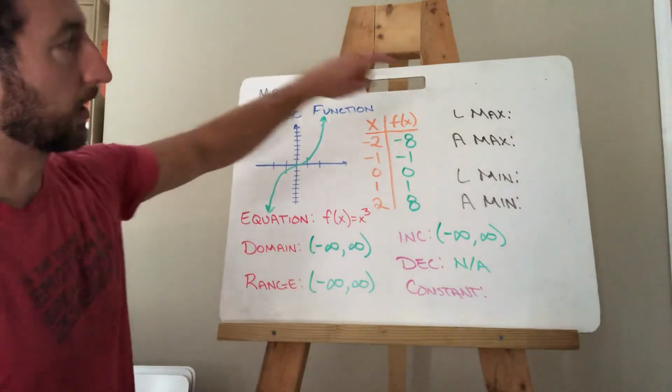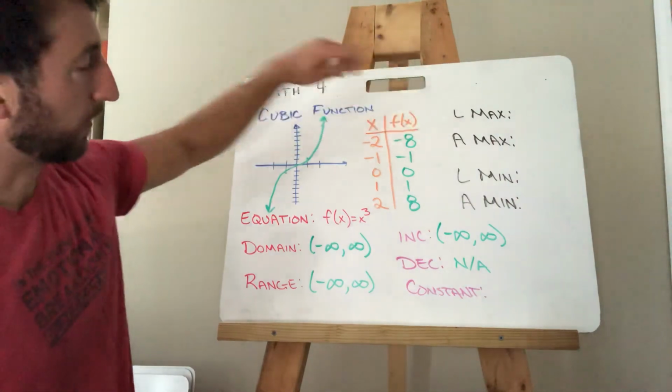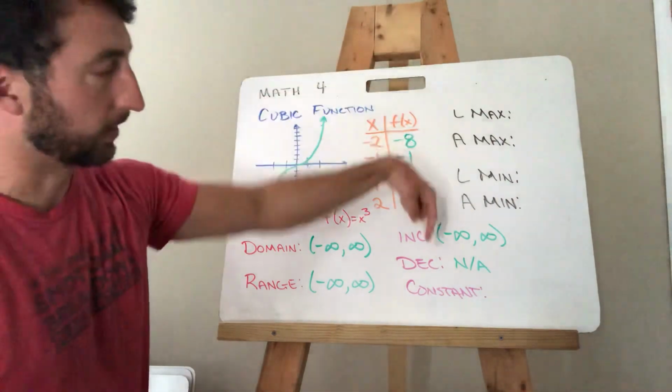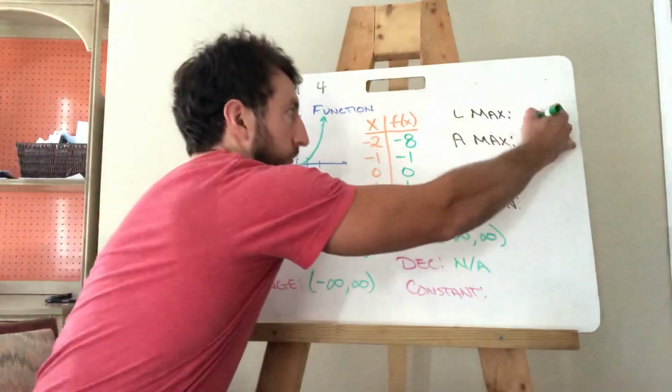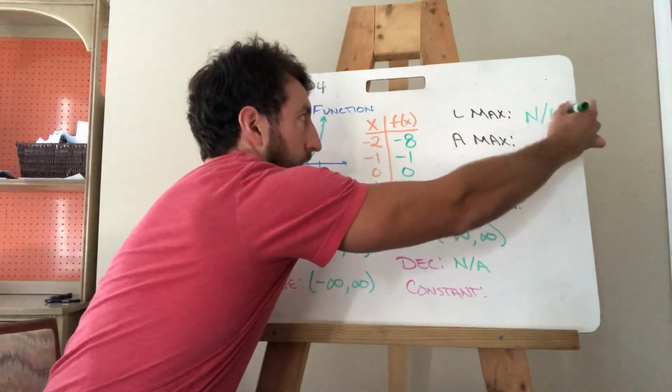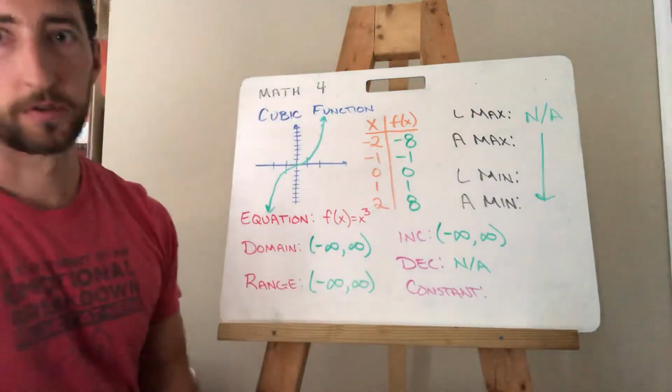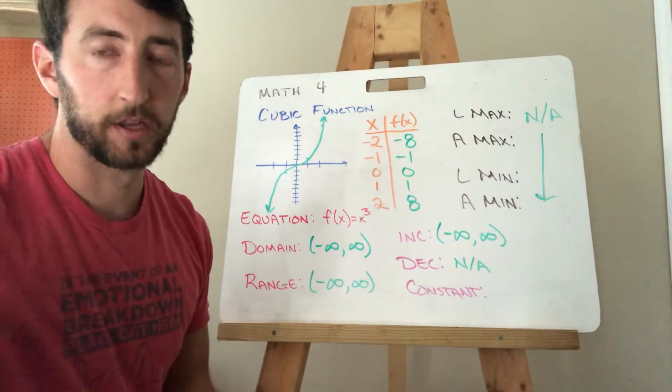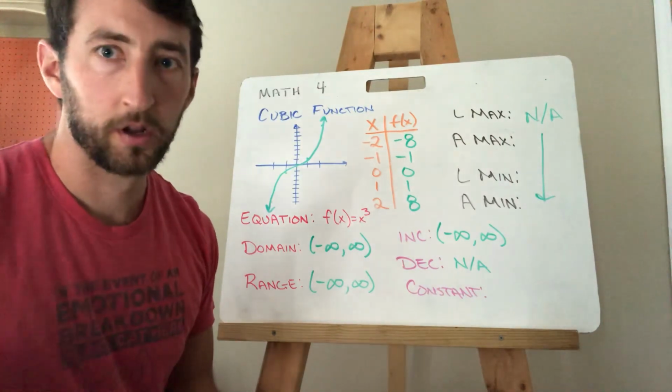And then local maximums, it goes on forever up and on forever down. So we do not have any minimums or maximums for our cubic graph. And those are our first 4 parent functions.